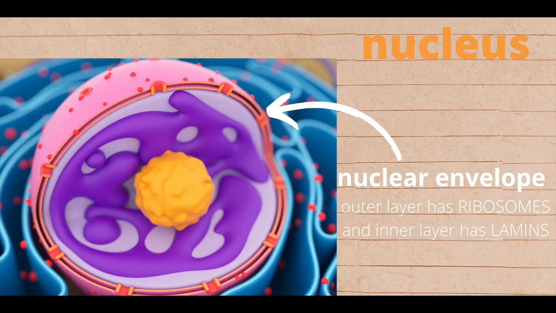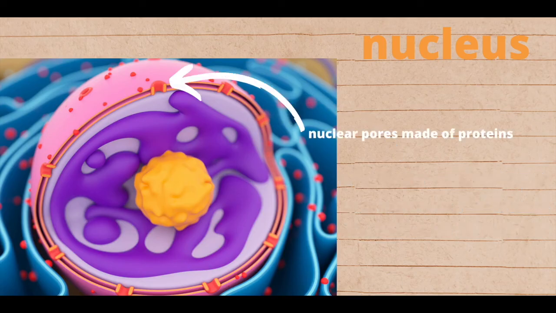Now, the outer layer that has ribosomes, well, we're going to go over ribosomes later, but one thing that's very important is that inside of the nucleus, mRNA is made, and then the mRNA travels to a ribosome, and the ribosome carries it to the rough ER. So a part of your nuclear envelope are these pores, and these pores are made out of proteins. And basically the pores help regulate what comes in the nucleus and what goes out of the nucleus.